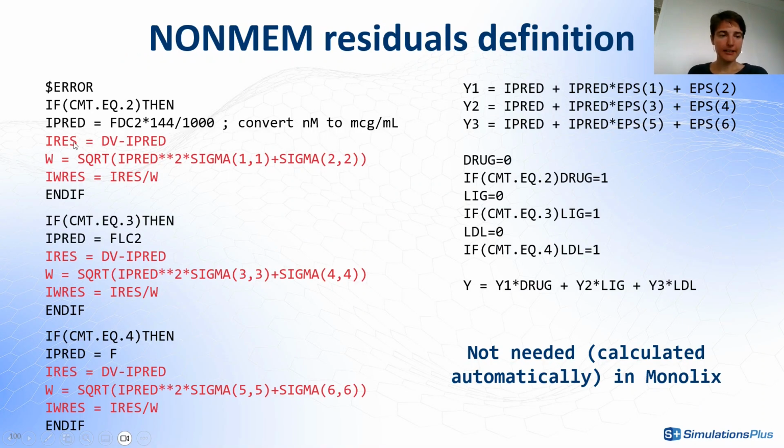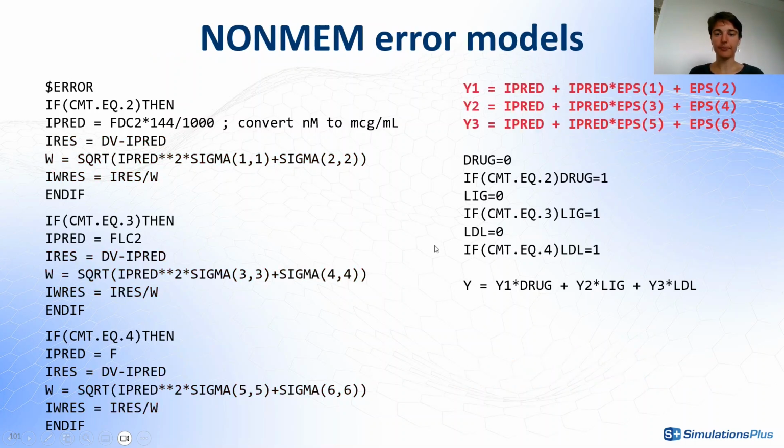Then there is something that is also defined here. It is all the definitions of the residuals. And actually this is not needed at all in Monolix. It's going to be calculated automatically because it's actually the same information as we have in the residual error model. So this we can just skip.